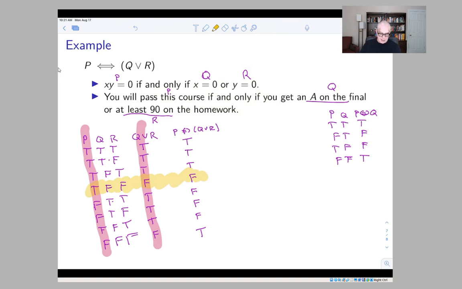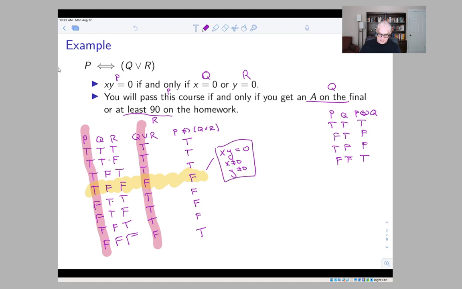In the first case, P, remember, was the statement XY equals zero. And Q and R are both false. So X is not equal to zero, and Y is not equal to zero. And that can never happen. So the statement is false. I mean, there's maybe something to think about here, and that was maybe why I picked these two examples. So let's table that for the moment.